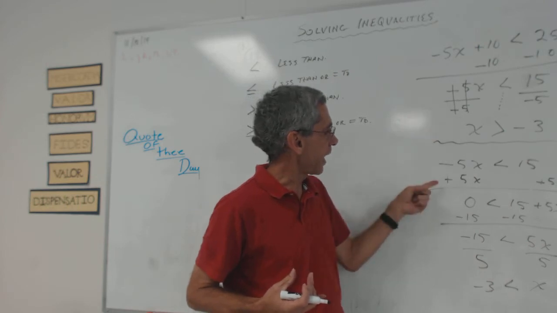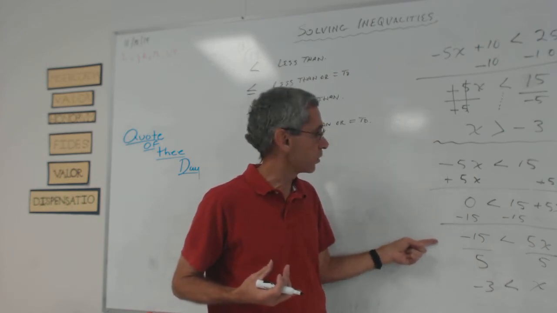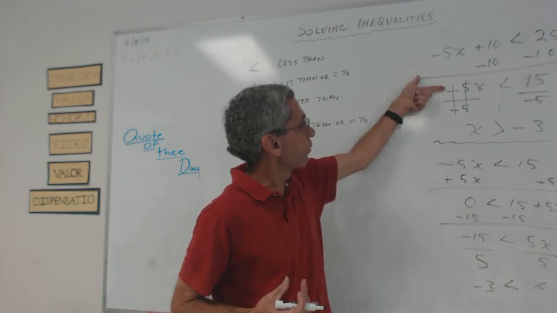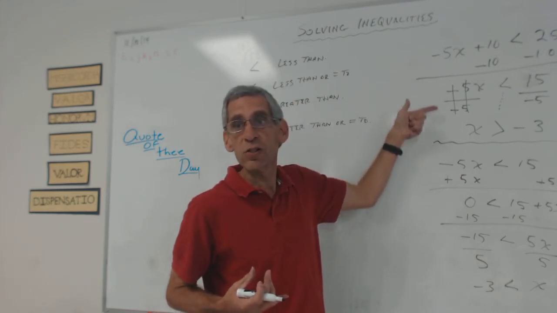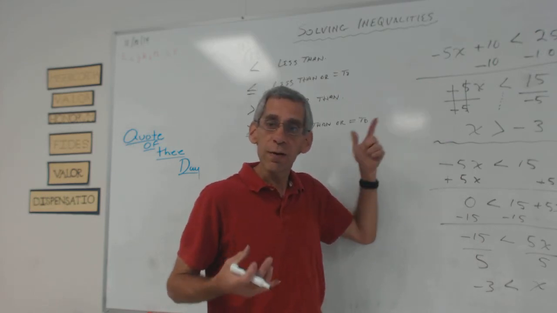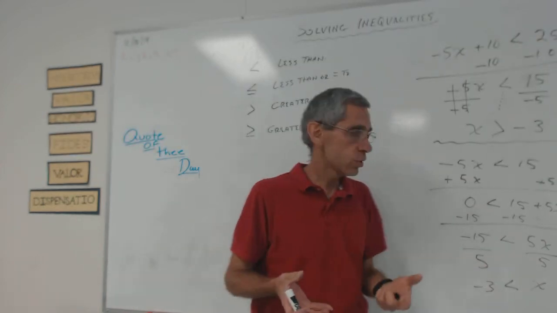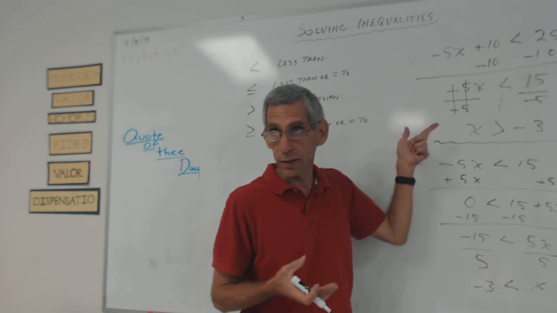Now, if I had to do this method, look how long it took me to go from here to here. Look how long it took me to go from here to here. This was a shortcut, right? So algebra is about shortcuts. Does that make sense? Yeah.